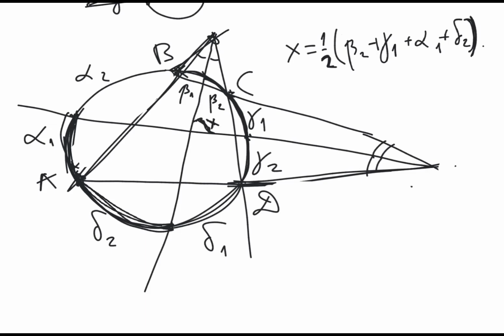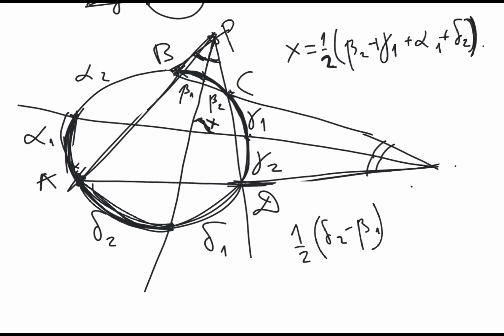So that's what we need to find, to prove that it is 90 degrees. And because of the bisectors, we know that this angle is equal to this angle. So this angle is equal to 1/2 of delta 2 minus beta 1. So delta 2 minus beta 1. So this angle.